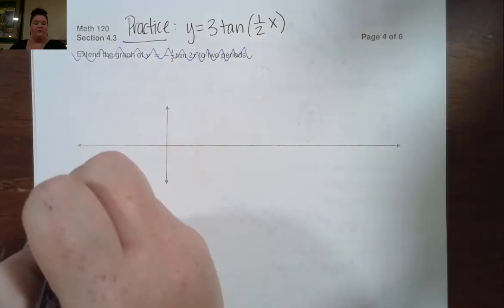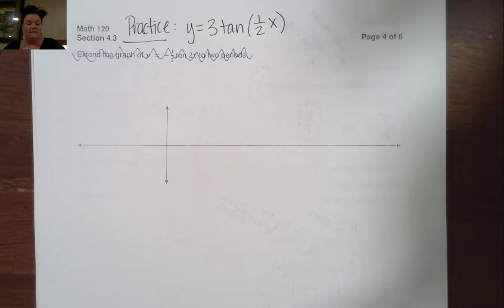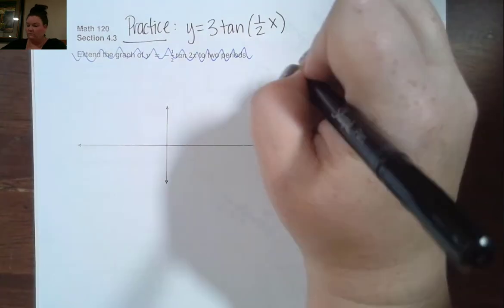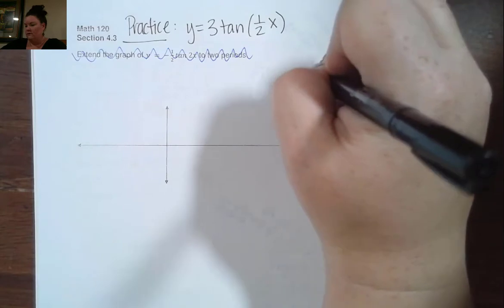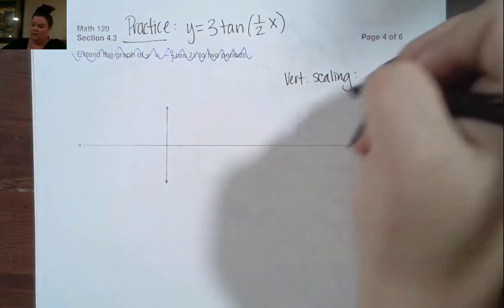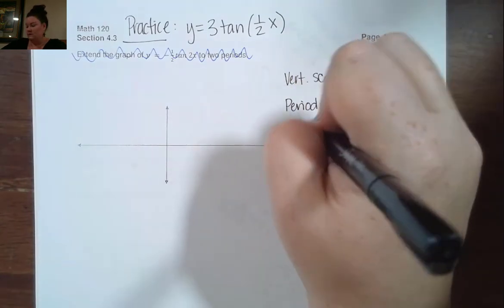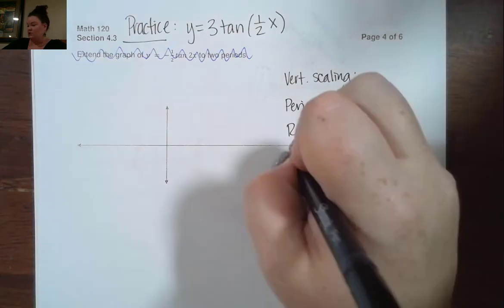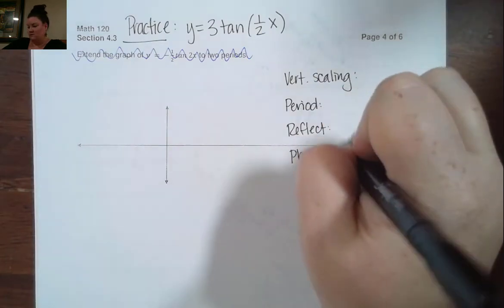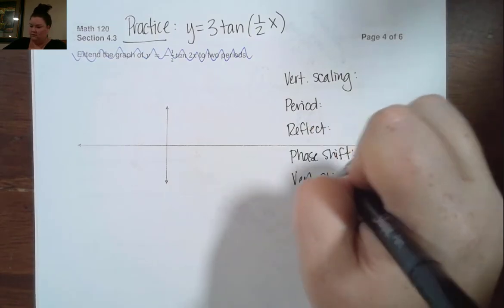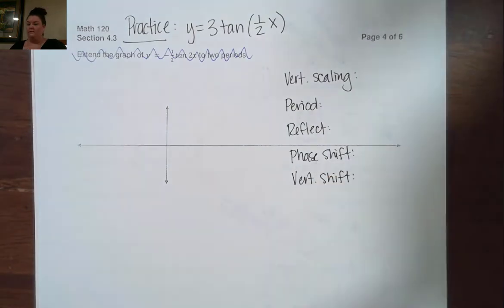I want to see if you have vertical scaling. I want to see what the period is, let me know if there is a reflection. Here, let me just write this stuff in. So, vertical scaling, the period, reflections, phase shift, vertical shift, and then you can use the chart if you want.